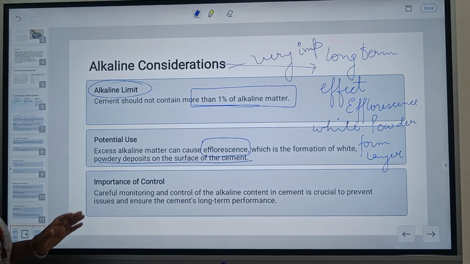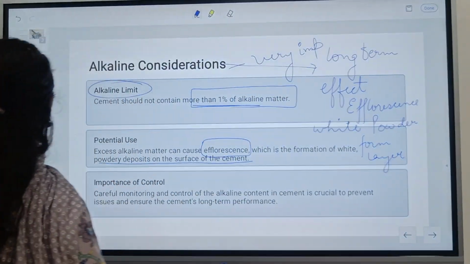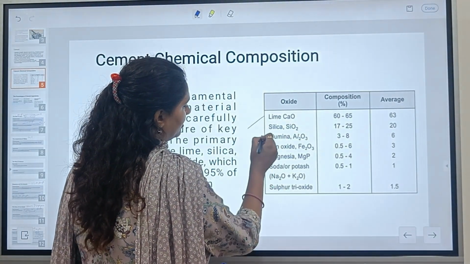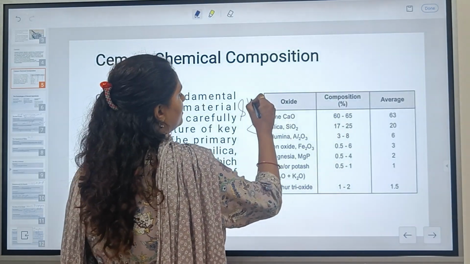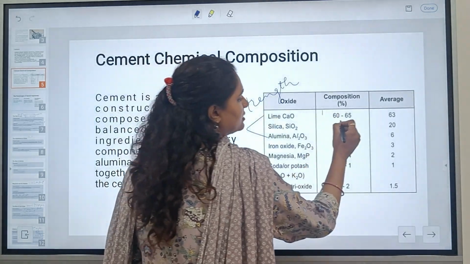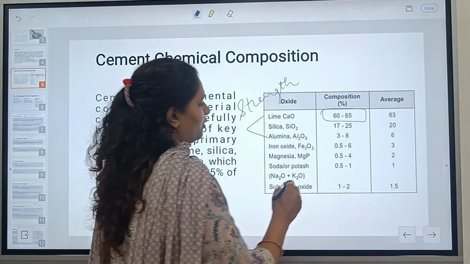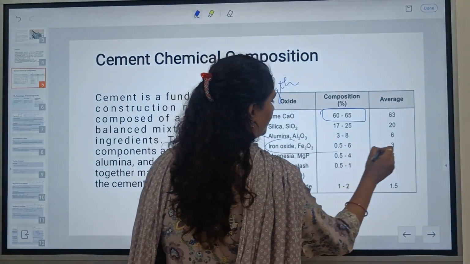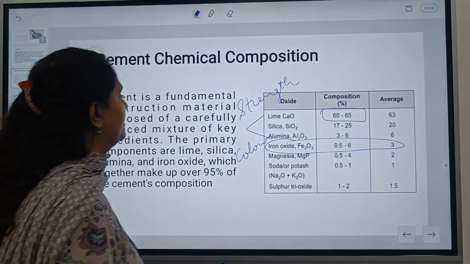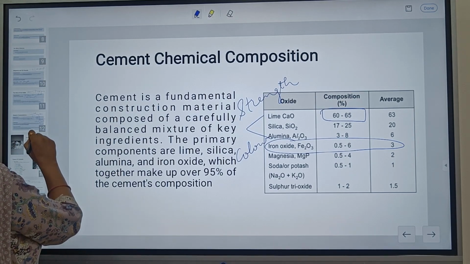So that is all about the chemical compositions of cement. Just to take a quick recall, these three provide the strength. It will come into the range of 60 to 65. If it is in excess of that, it will make the cement unsound, and it gives color to the cement. Here it is all about the chemical compositions.